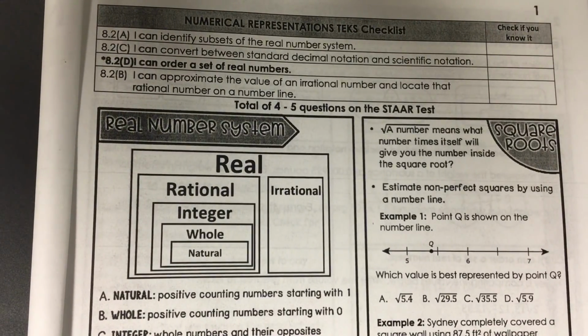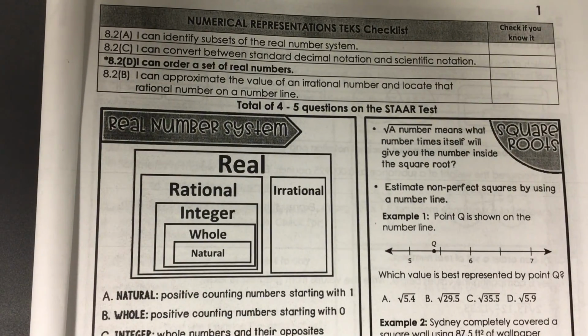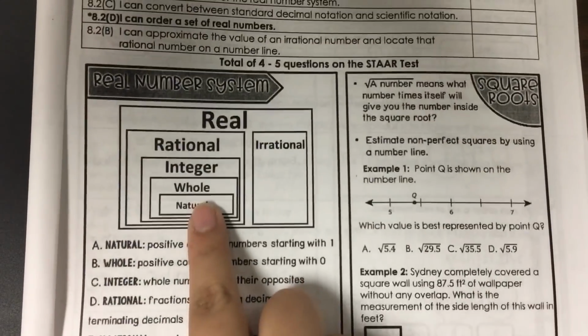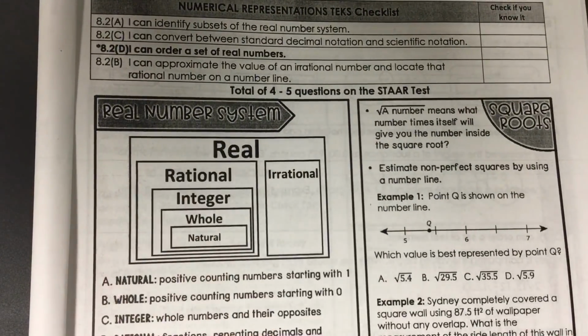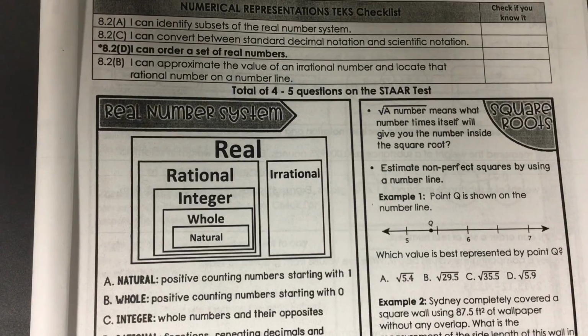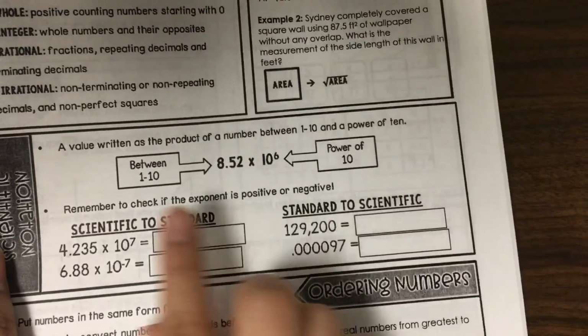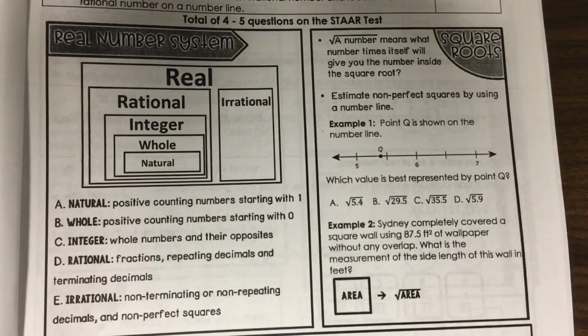So this was the first topic we learned at the beginning of the year. We have 4 TEKS that we talked about. 8.2a, I can identify subsets of the real number system. So that was here, the real number system. We'll talk about that in a second. 8.2c, convert between standard decimal notation and scientific notation. That was this topic right here.